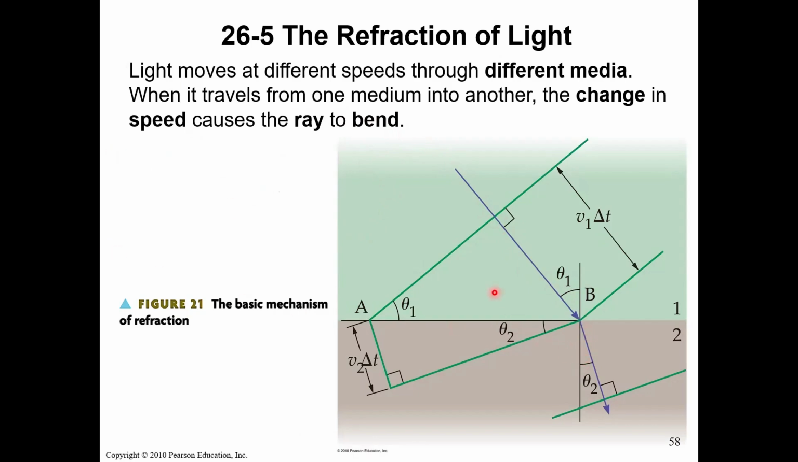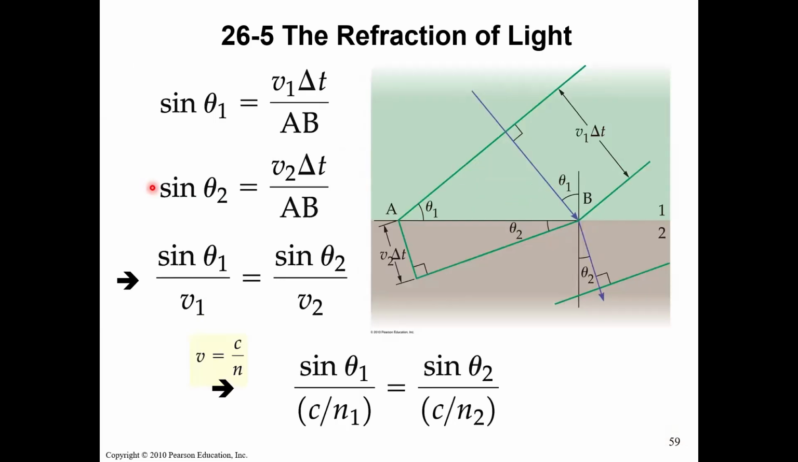For example, we have this green medium, medium 1, with index of refraction n1, and this brown medium, medium 2, with index of refraction n2. Inside each medium, the light is again going along straight lines or light rays. But we can see that at the interface, the light ray is bent. So how do we derive this?